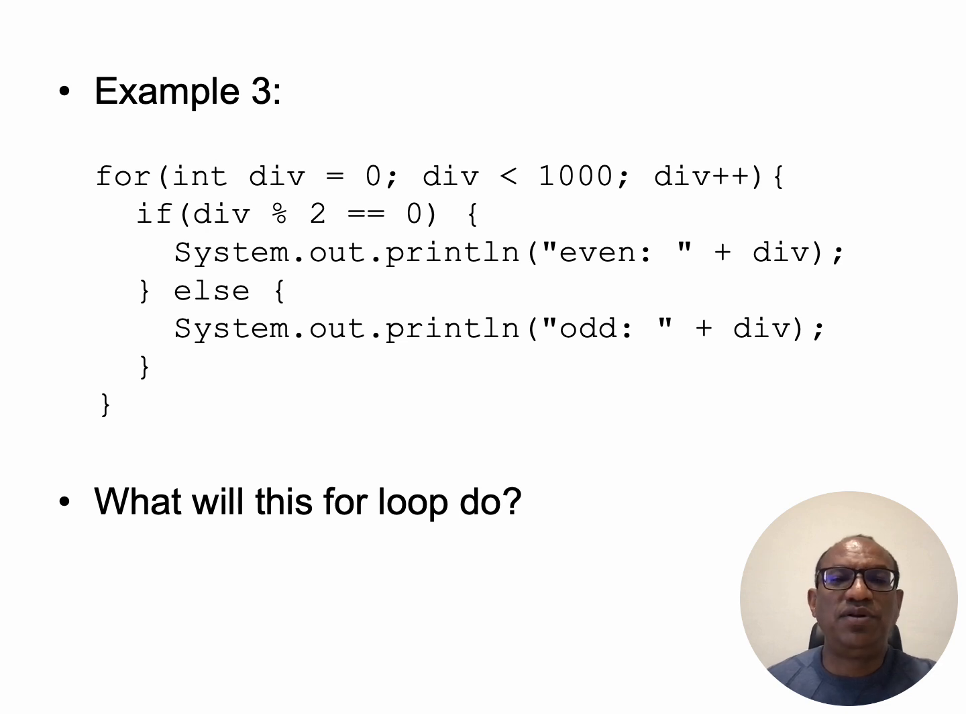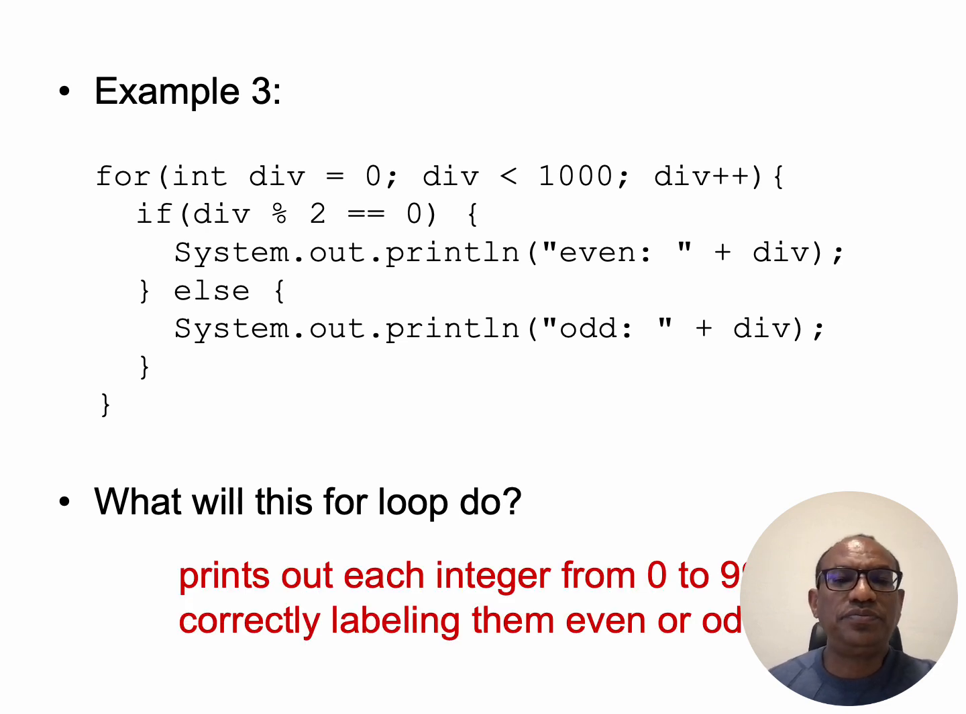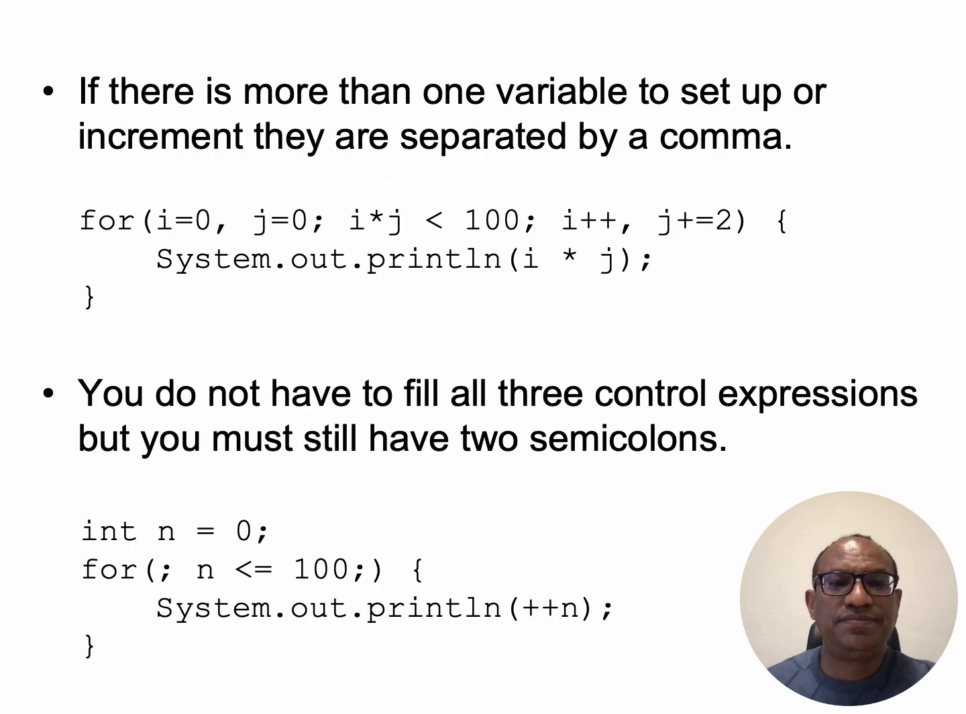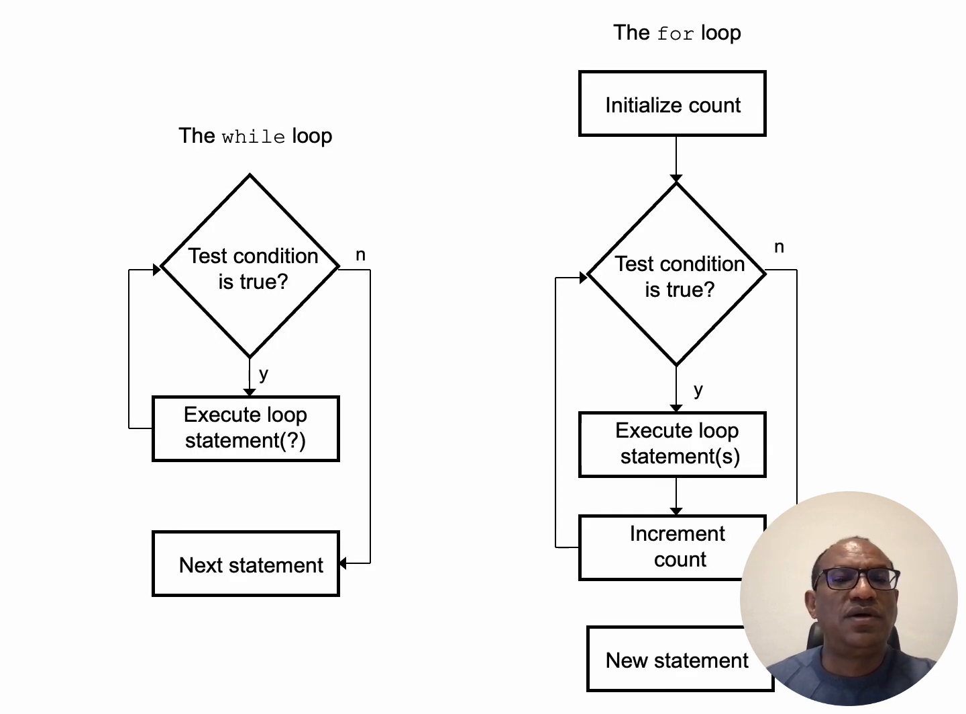This is another example of a for loop. In a for loop, all the three expressions are optional. This slide shows the flowchart explaining the while loop and the for loop.